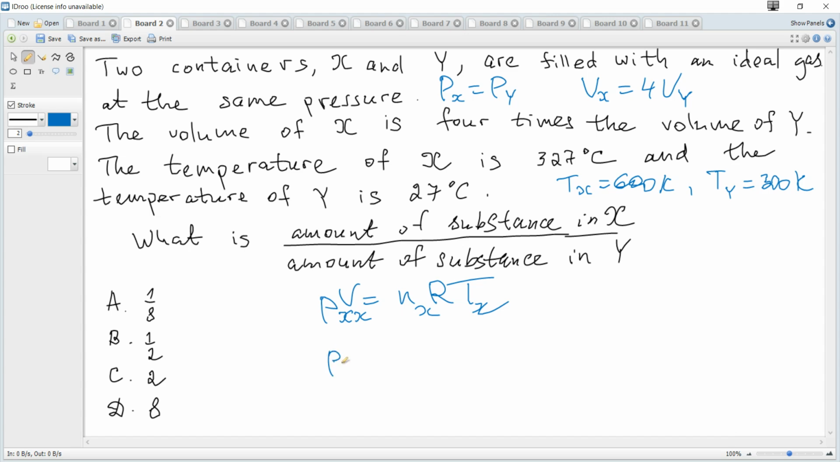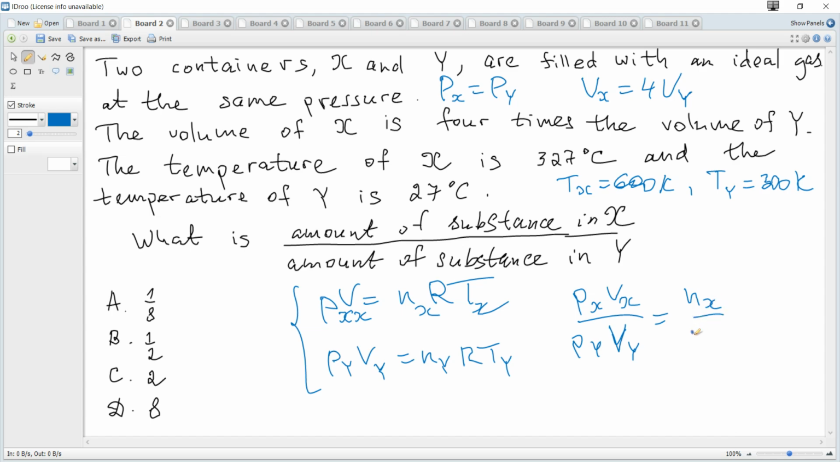and we can write this equation for X and for Y, and consider it like simultaneous equations, and to get the required ratio, we can do what? Just divide both sides, the left hand side and the right hand side, so that to get PxVx over PyVy, which is equal to nx over ny and Tx over Ty, and actually this is required.